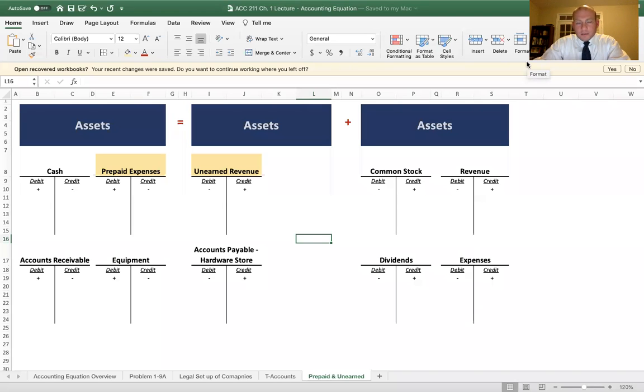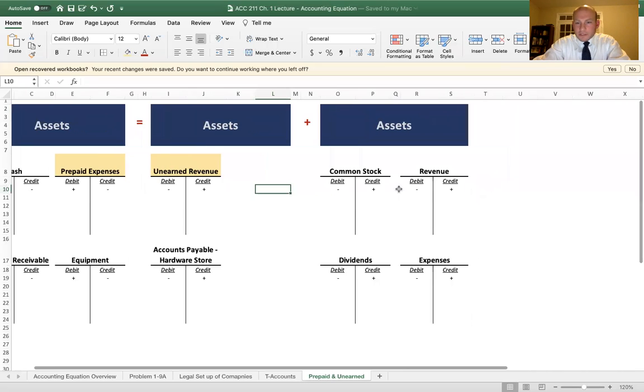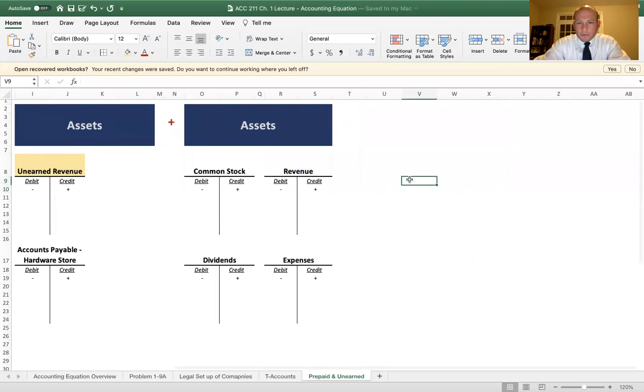Hello, class. So I want to go over prepaid expenses and unearned revenue. There are a couple of principles in accounting that you have to remember. Let me just type them over here real quick. You want to probably write these down and remember these.